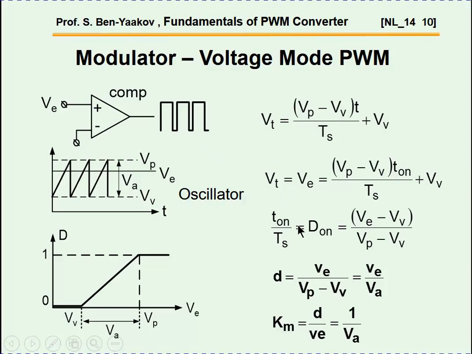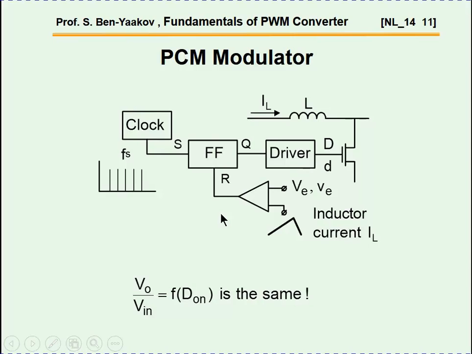Now we can show that the duty cycle D resulting from this modulator will be like VE is the error, VV is the valley, and then the difference between the peak and the valley, this will be the value of the duty cycle. This is for voltage mode PWM. In the case of peak current mode modulator, the story is entirely different. We don't have a regular modulator. In fact, the duty cycle is generated in an entirely different way. Here we have a clock.